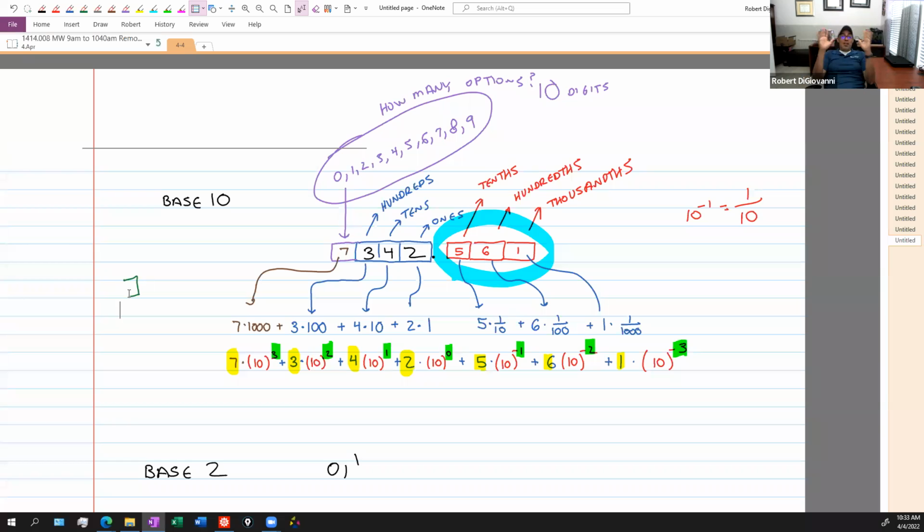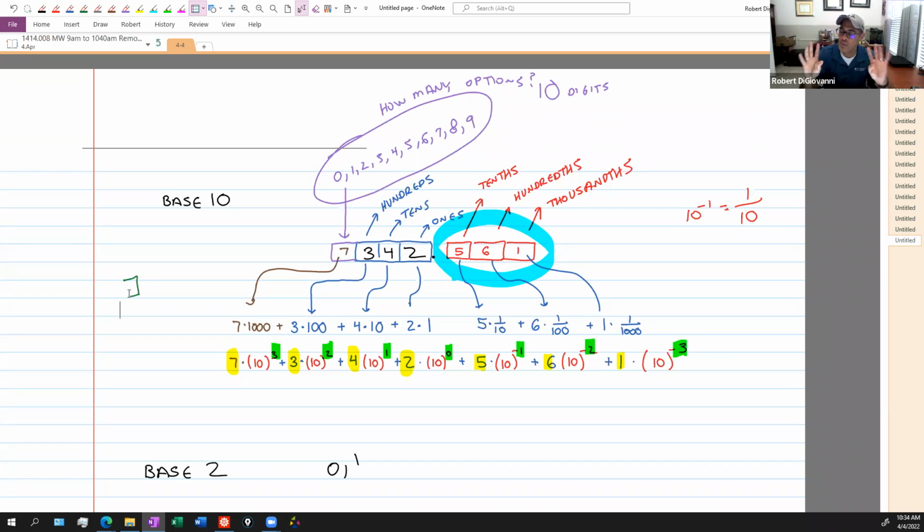Is there any reason why humans would want to just use base 10? What's convenient about it? It's easier to understand. No, it is easier to understand, but why? Is it because we have 10 fingers? Because we have 10 fingers. That's it. I promise you, if we had 8 fingers, we would be in base 8. I promise you that's what would happen.